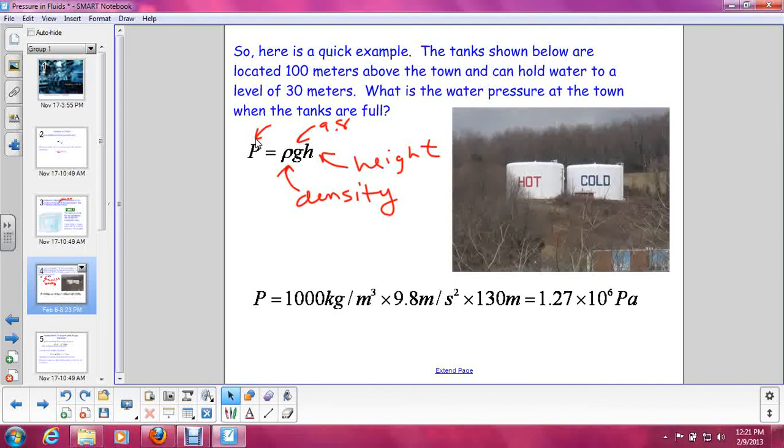So all we have to do is plug in our numbers. The density of water is 1,000 kilograms per cubic meter. Multiply that by 9.8. And the total height of the top of this water is going to be 130 meters, because these tanks are 100 meters above the town, but then the water inside them is also an additional 30. And when you do all that out, it turns out that the pressure in these water tanks is 1.27 times 10 to the 6 pascals, or 1.27 million pascals. That's a lot of pressure.